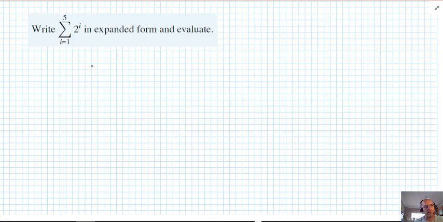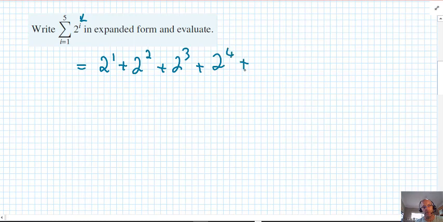So for this one here, write the sum from i equals 1 to i equals 5 of 2 to the power i in expanded form and evaluate. We'd simply write it as such. So that basically means i starts at 1 and this i parameter here is changing. So we would sum together 2 to the 1 plus 2 squared plus 2 cubed. You get the idea, 2 to the power 4 ending at 2 to the power 5, and we get 62. So that's evaluated as 62.